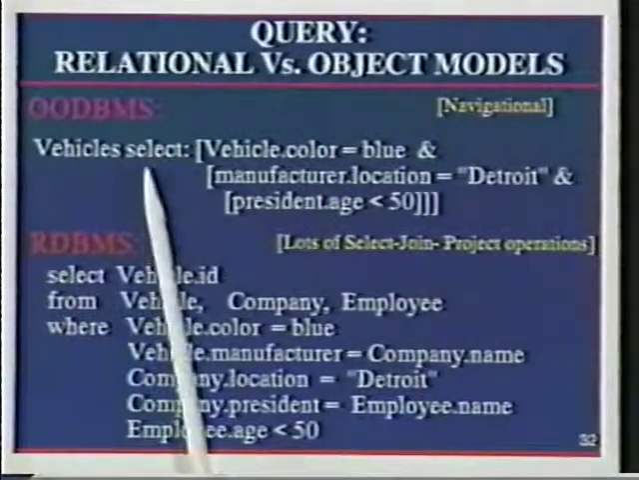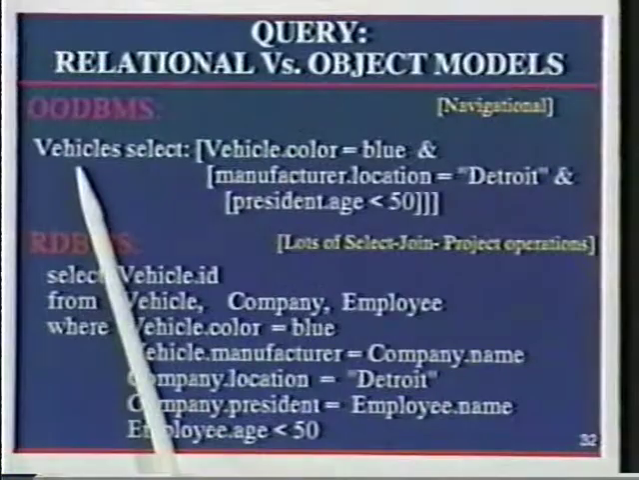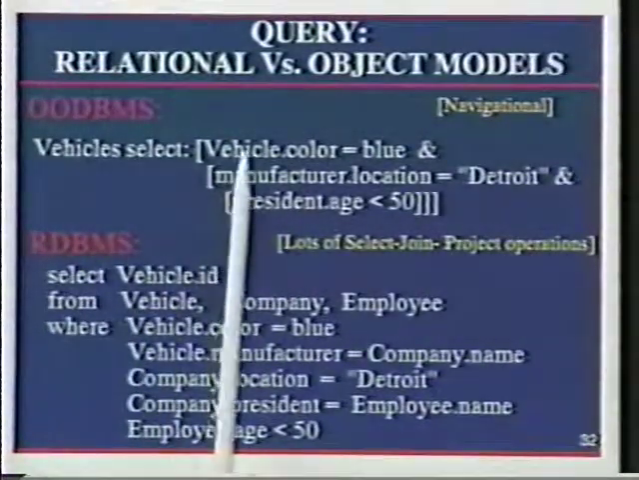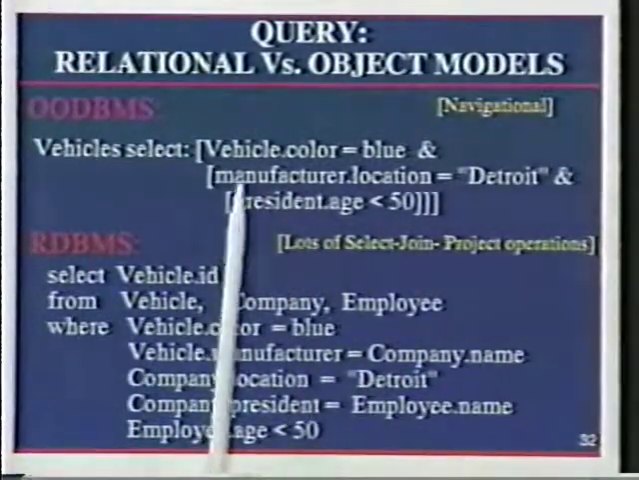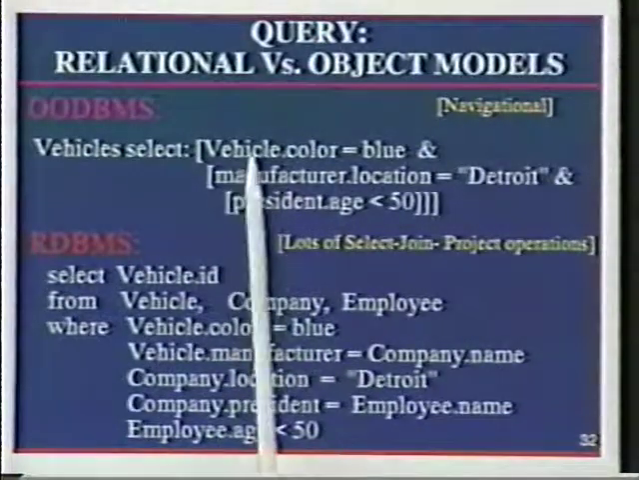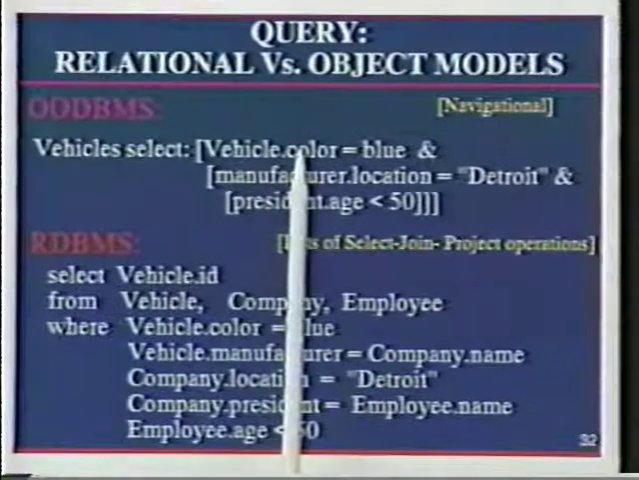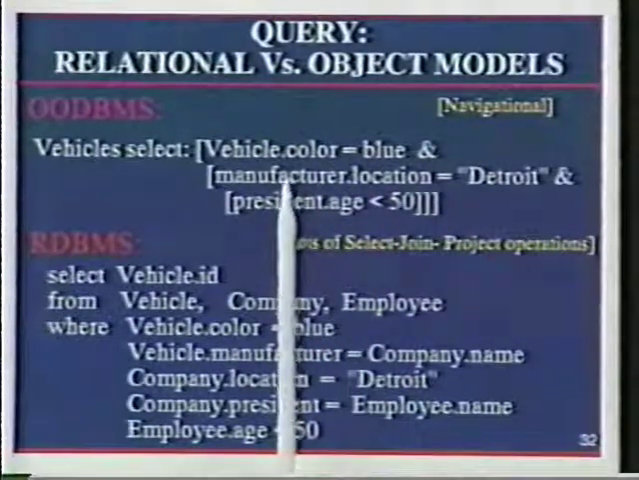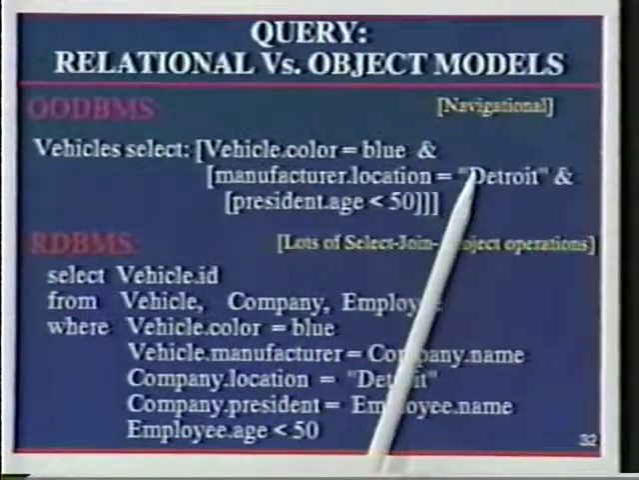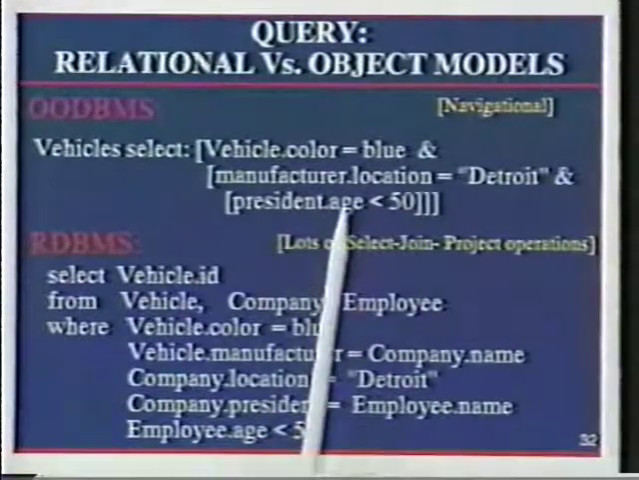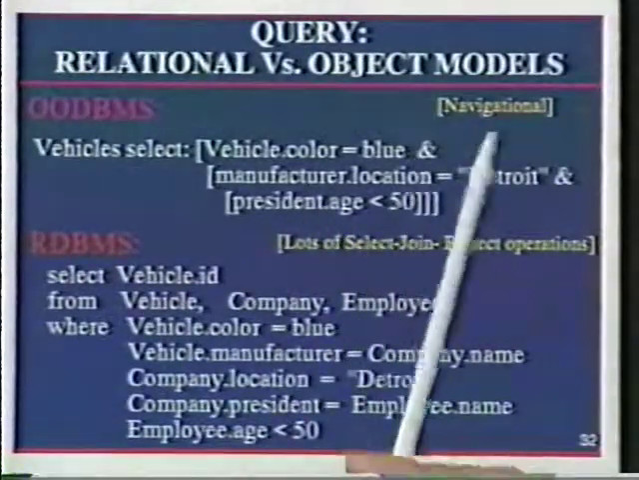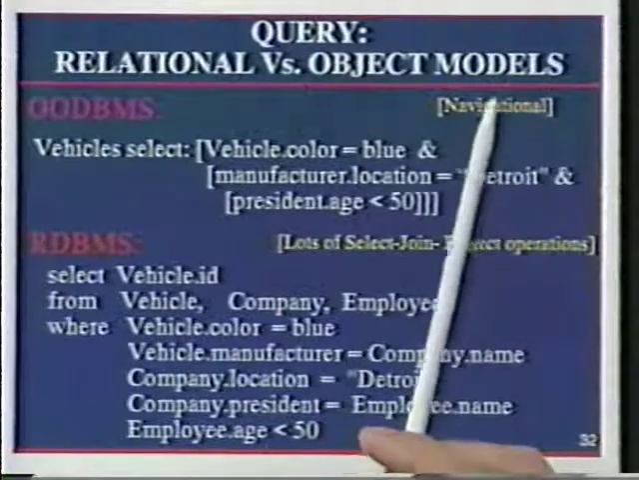So in this case, we send a message called select to the collection of vehicles with the following argument, where vehicle.color equals blue, see the natural way you are doing it, and manufacturer.location equals Detroit and president age is less than 50. So this query is some kind of a navigational query.